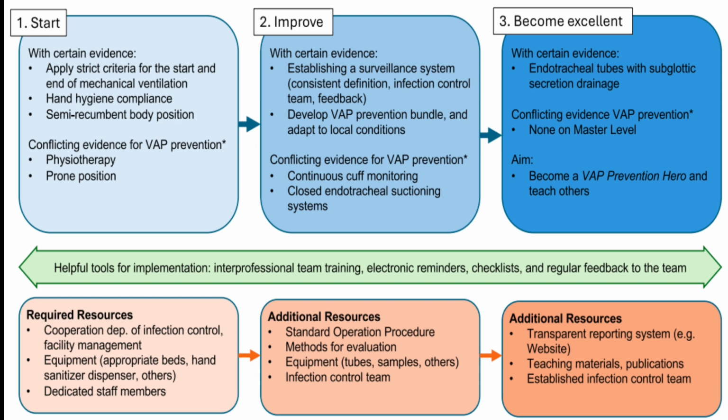3. Aim for excellence. At the highest level, adopt measures like endotracheal tubes with subglottic drainage, proven to prevent VAP. Become a VAP prevention hero by mastering these techniques and sharing your knowledge with others.